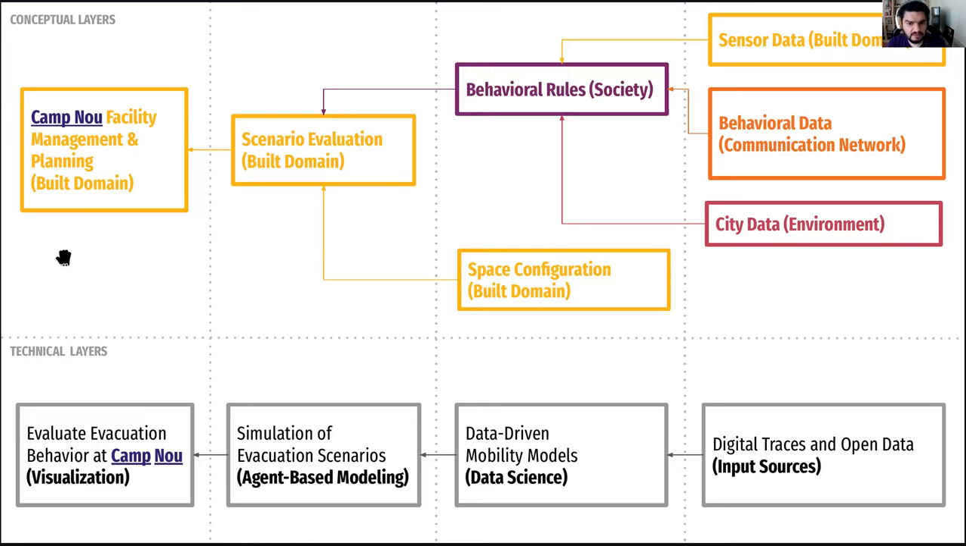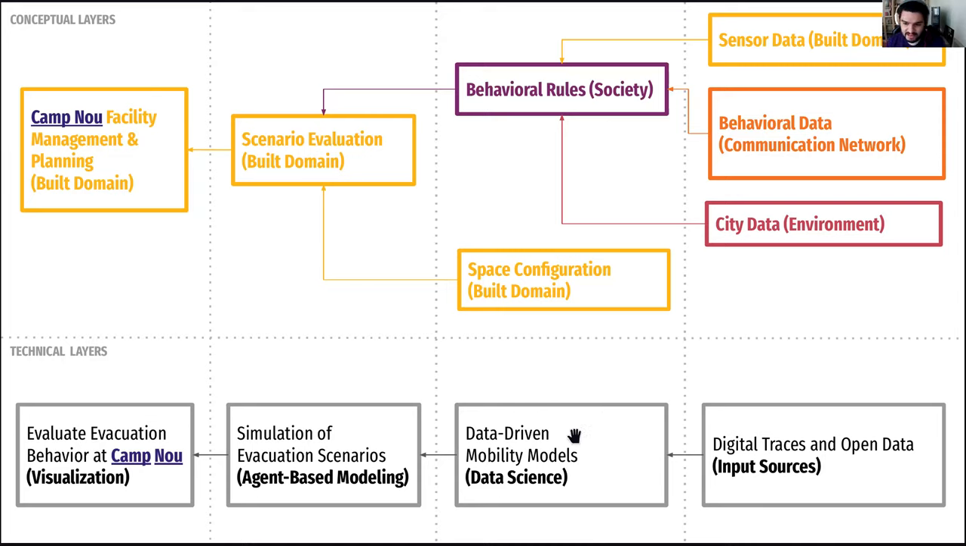And if we look at this project from the lens of the implementation, our objective is to evaluate evacuation behavior at Camp Nou. To do this, we will use some kind of visualization, some kind of user interface, some kind of aggregated analysis of all the simulation of evacuation scenarios that we have built using agent-based modeling. This agent-based modeling is informed by what we learned using data science, particularly in data-driven mobility models, and this is what we are going to see next.